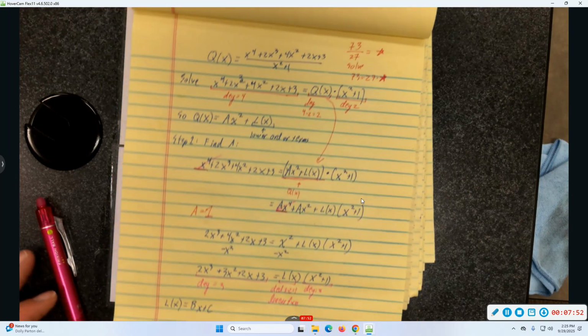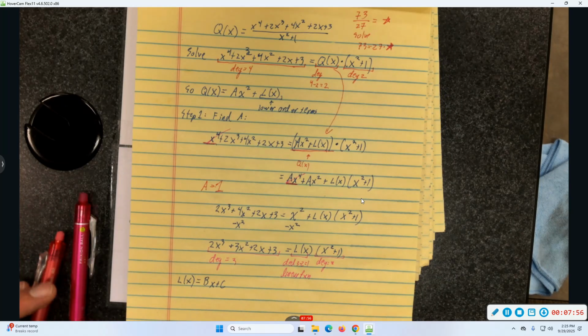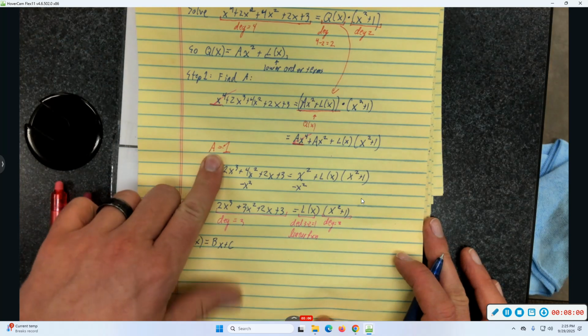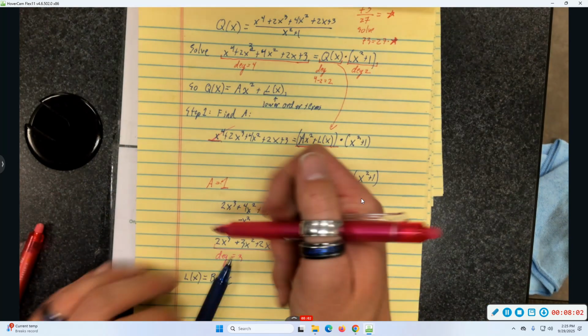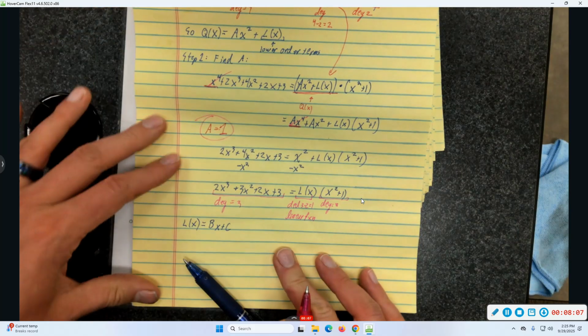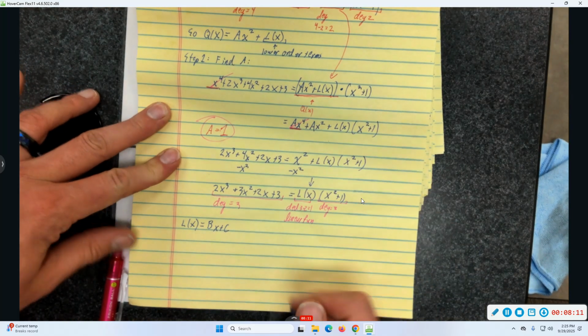Maybe you'd like mx plus b. Oh, sorry, I was off the page for a bit there. Maybe you'd prefer mx plus b, but it doesn't matter what coefficients you use. Can't use a. A already has a job. In fact, this a equals 1 is important. I want to say that. Alrighty. So let's plug in bx plus c for this L and see what we get.